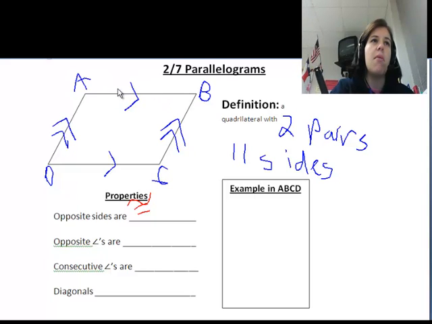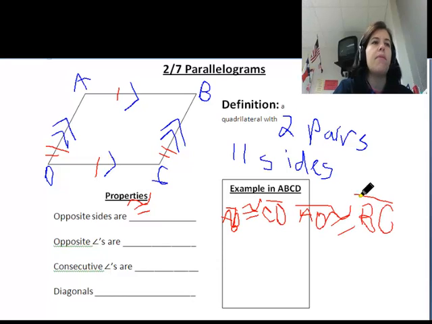So I'm going to come over here and I'm going to mark them congruent. Notice I'm using a different color so it doesn't get confusing there. Okay, so those 2 are congruent. BC will also be congruent. Let's mark it down here to AD. Okay. In the box, we're going to actually write our example from ABCD. So we've got, in this case, we have AB. There we go. All right, the next one, opposite angles.